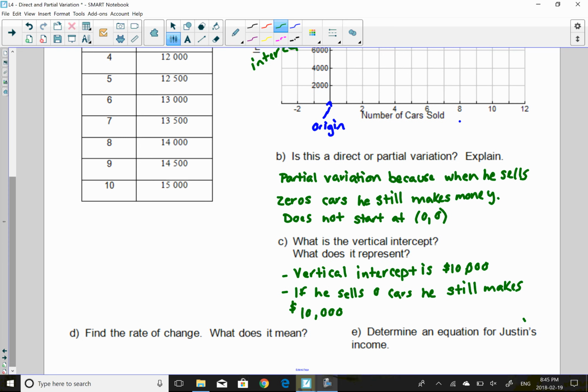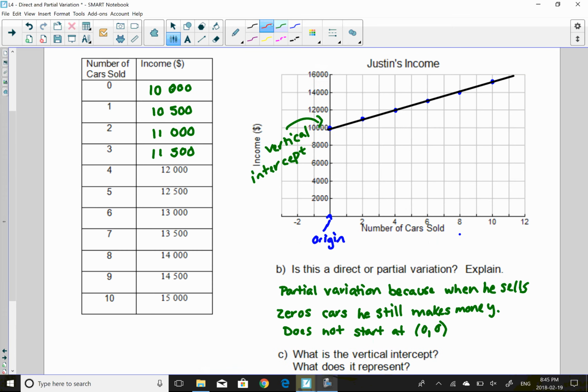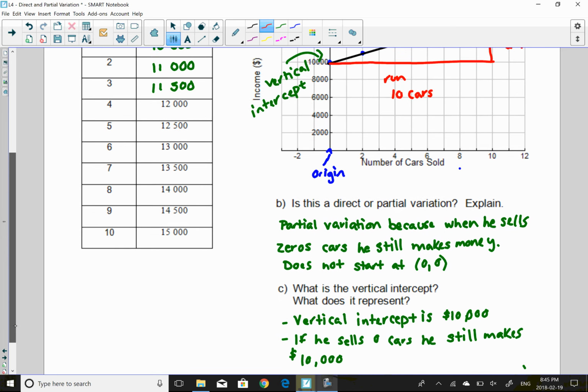Okay. Find the rate of change. So remember, rate of change is rise over run. So I'm going to go to my graph, pick 2 points. I can choose the first and last, doesn't matter, any 2 points. So remember, this is rise, this is run. So here I have 10 cars. Here I have the difference of $4,000 between 10,000 and 14,000. So rise is 4,000, run is 10.